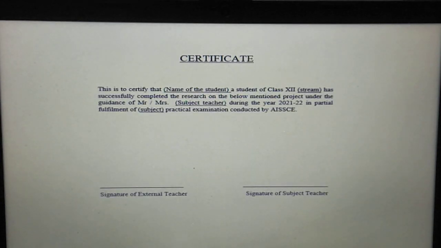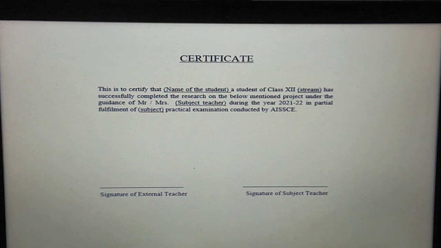At first you will be making the certificate page in this way, where you will be mentioning your own name, then the stream to which you belong, the name of the subject teacher and the name of the subject. After that, you will make two columns, that is the signature of the external teacher and the signature of the subject teacher. So in this way, you can make the certificate page.